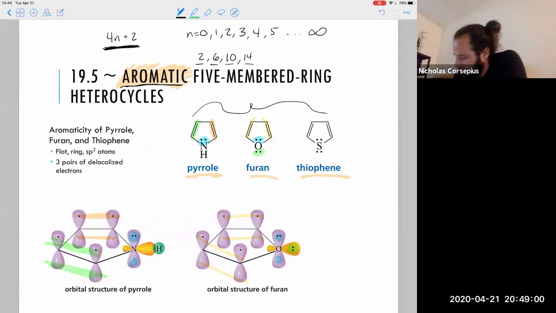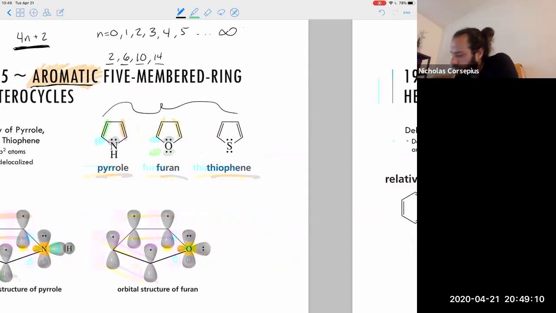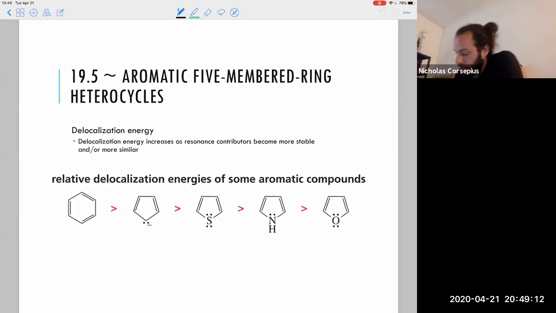And then notice that furan and thiophene have the same sort of electronic geometry there: an extra pair of electrons that isn't contributing to the ring, but one pair that is. All right. First let's talk about what's called delocalization energy. This is how much more stable that aromaticity is compared to what you would expect by virtue of just having double bonds.